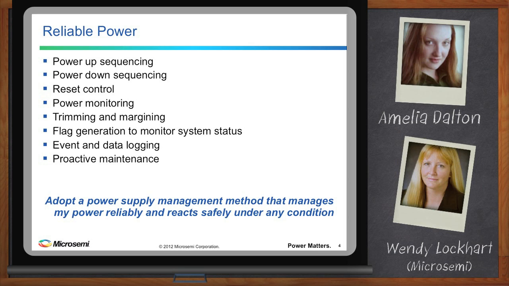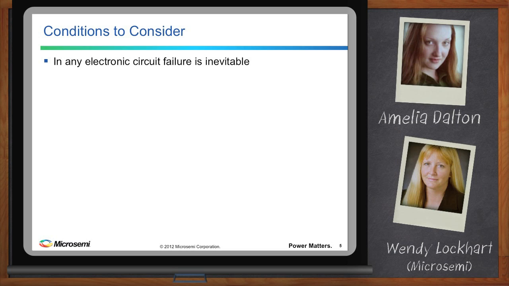So fundamentally, I need to adopt a power supply management method that manages the power reliably and reacts safely under any condition. In any electronic circuit, failure is inevitable over time. Your only option is to plan for failure and pick the solution with the lowest rate of failure. You need to know that when something fails, it will be identified and handled safely.